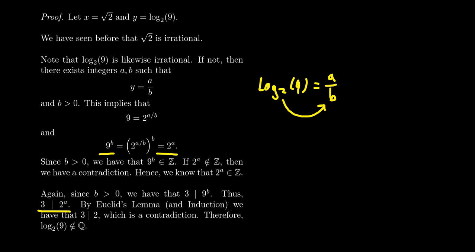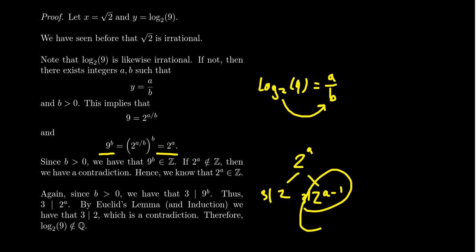Now by Euclid's lemma here, since you can factor 2 to the a as 2 times 2 to the a minus 1, either 3 divides 2 or 3 divides this. And then you can invoke induction there that this keeps on going down, down, down. Eventually, you're going to reach a point where 3 divides 2. But as 3 and 2 are distinct prime numbers, this gives us a contradiction. And this shows us that log base 2 of 9 is, in fact, an irrational number.